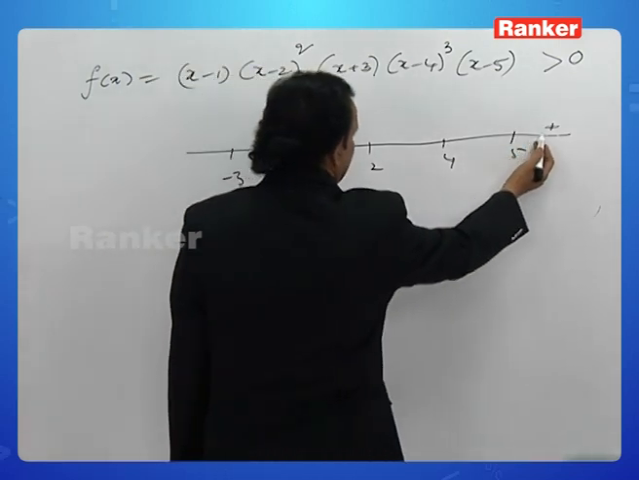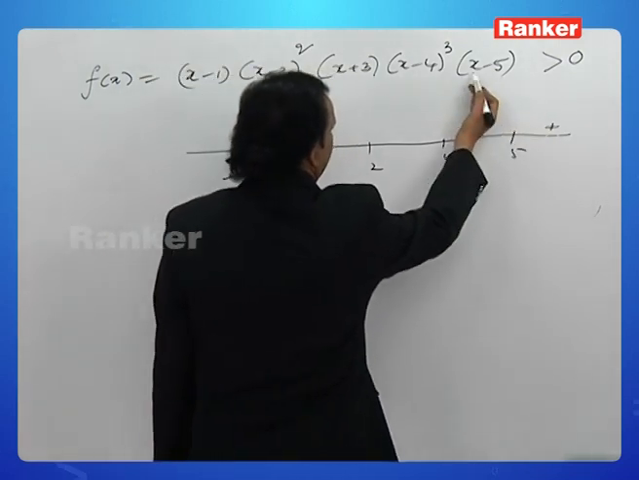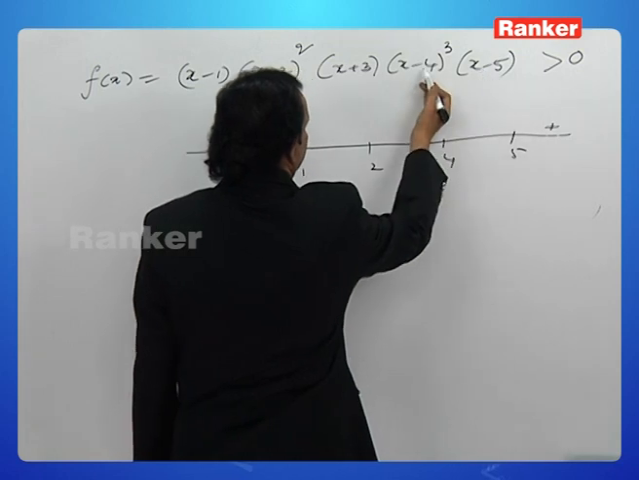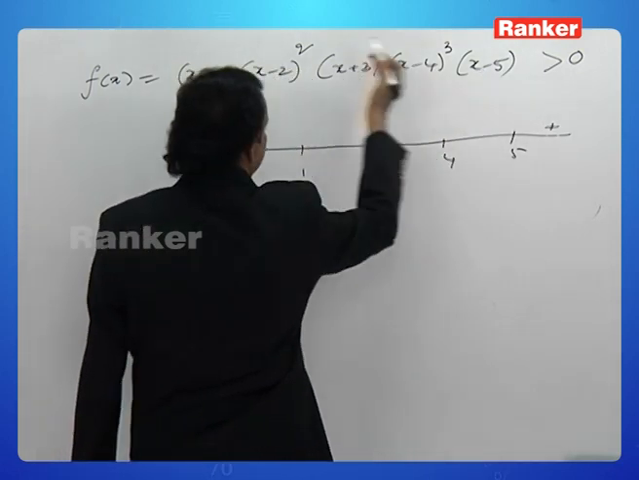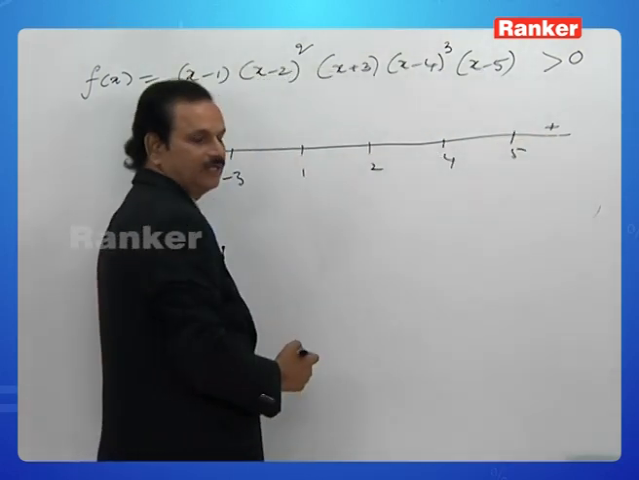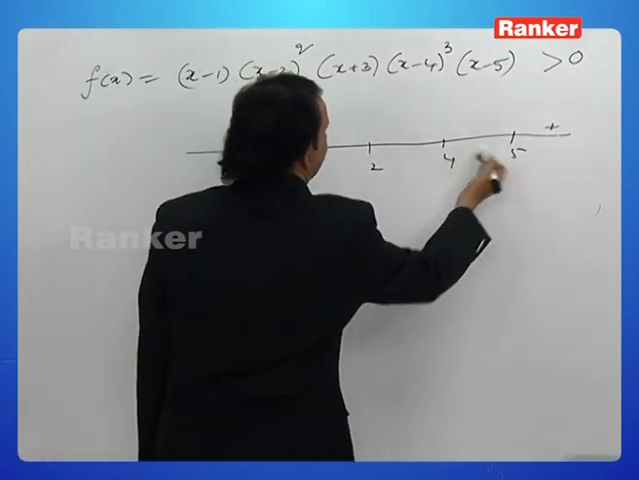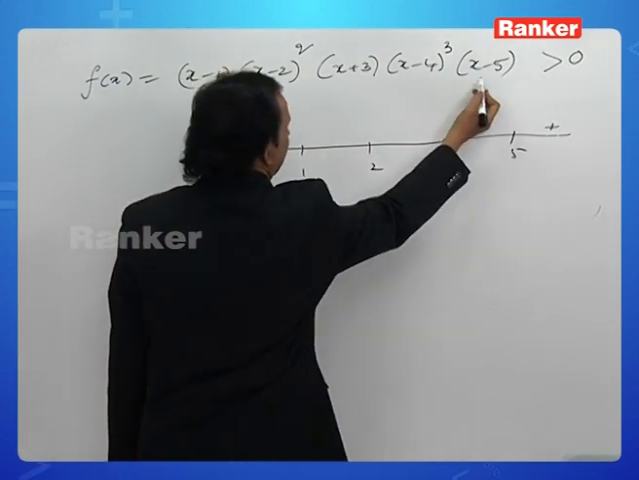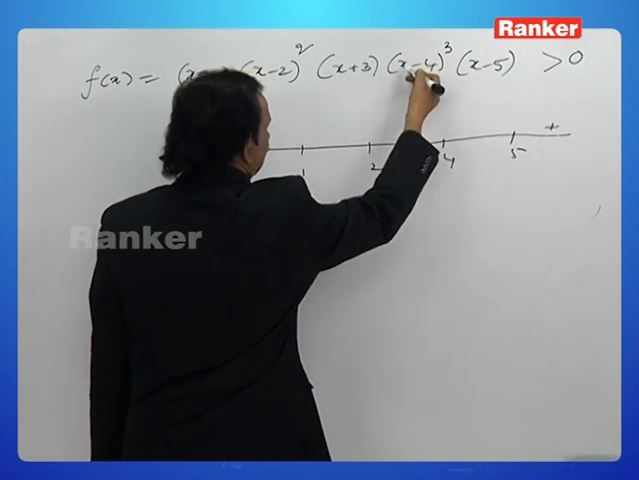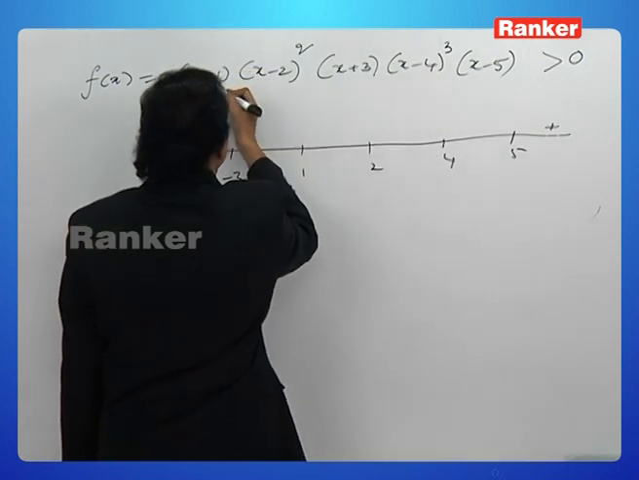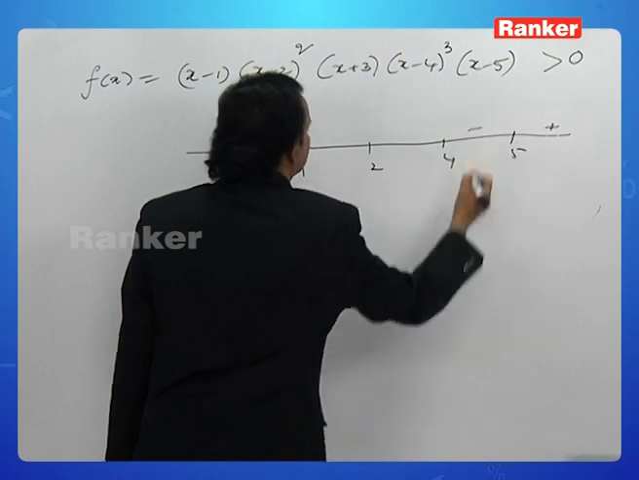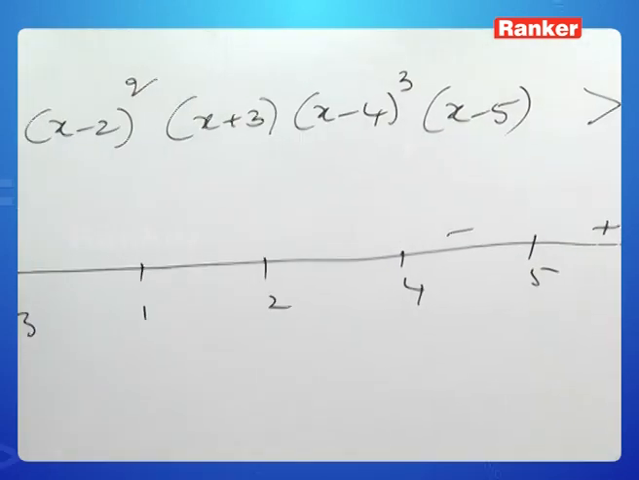Observe this region. X is greater than 5. Positive, positive, positive, positive, positive. That is why here it is positive. Well, between 4 and 5, this is negative. This is positive, positive, positive, positive. Product is negative.